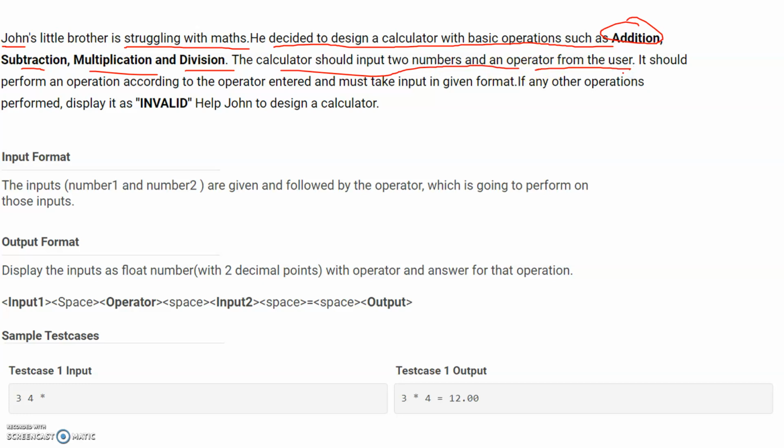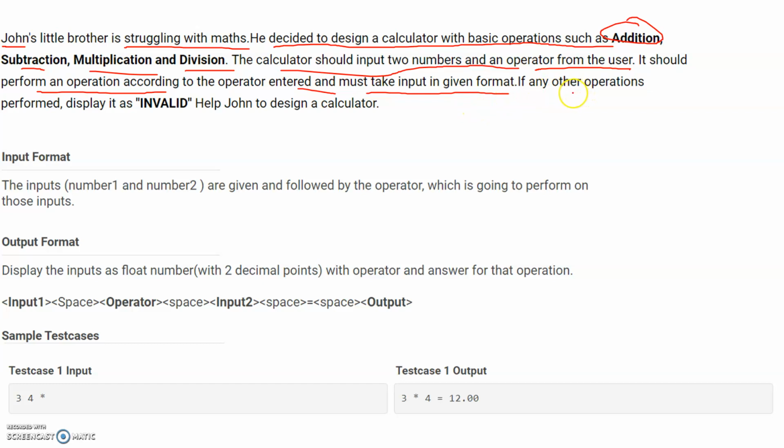Generally, if you recall, when we perform a calculator in Java, we take different cases. Suppose the user gives 1, then we add. If the user gives 2, then we subtract. If the user gives 3, then we multiply, or some other values like that. Here we have to take the operator as input. Then it should perform an operation according to the operator entered and must take input in the given format.